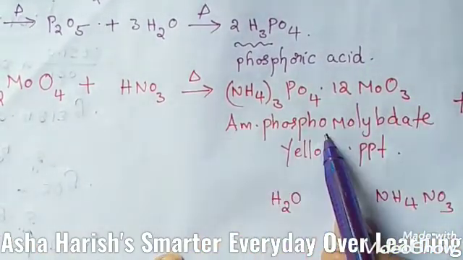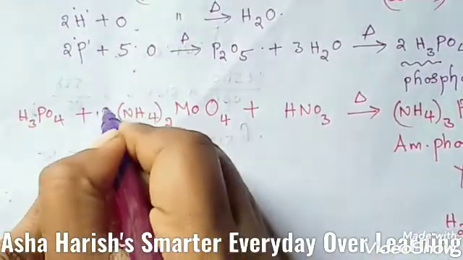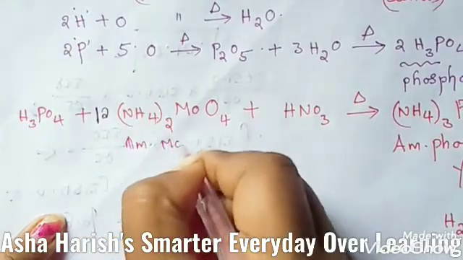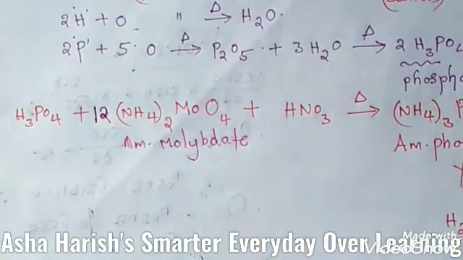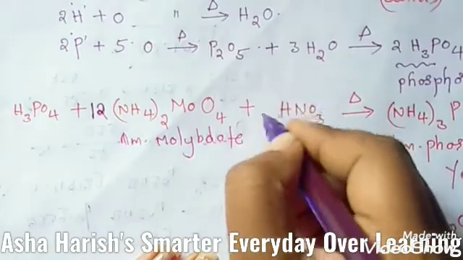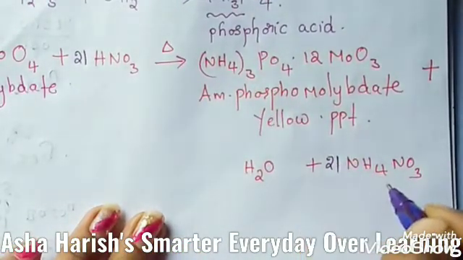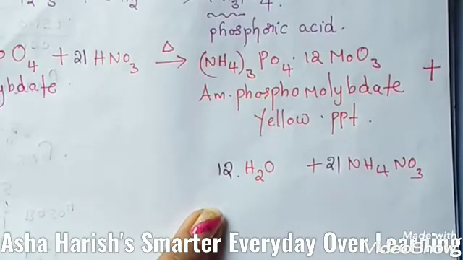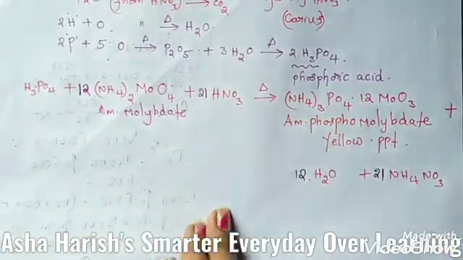Here in this ammonium phosphomolybdate, 12 molybdate ions are present. So if you place in front of this ammonium molybdate 12, the name of this compound is ammonium molybdate, and if you place here 12, then in this equation if you place here 21 and in front of this NH4NO3 also 21, and here 12 means here also 12 moles of H2O. If you place like this, then this equation is balanced now. So this is the balanced equation.